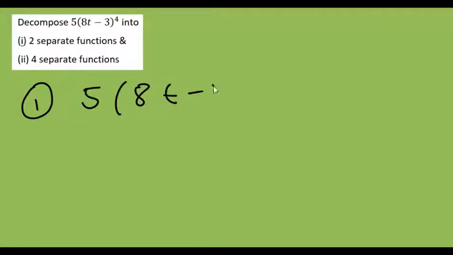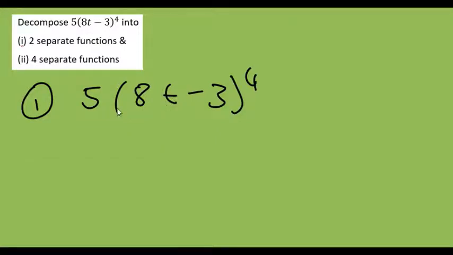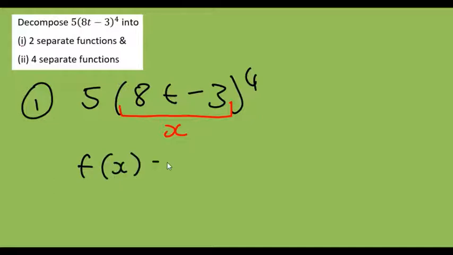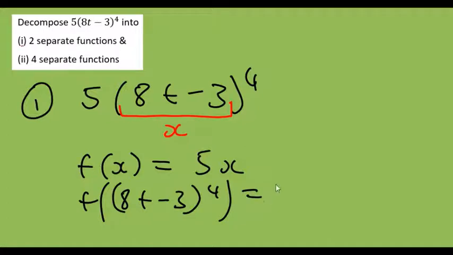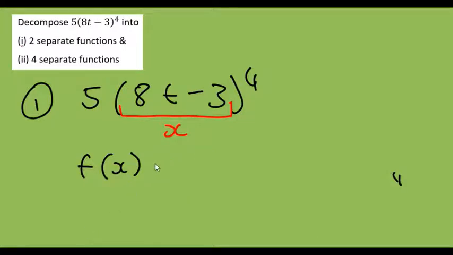So the big one here is letting t, again, t and x are basically the same thing. So I'm going to change this into x. So my first function here for the two functions is going to be f of x equals 5x to the power of 4. And this would mean that if we subbed in 8t minus 3 into that, we'd end up with 5 times 8t minus 3 to the power of 4, which is what we have here.